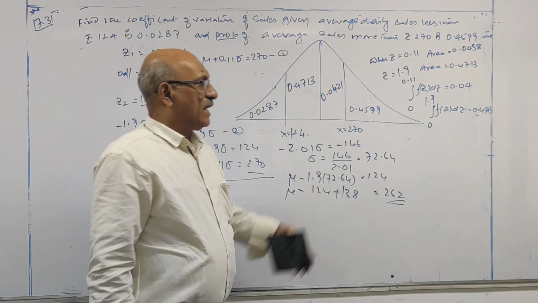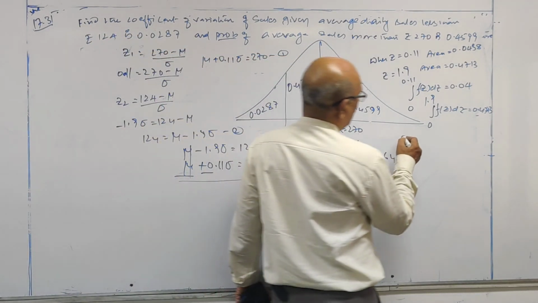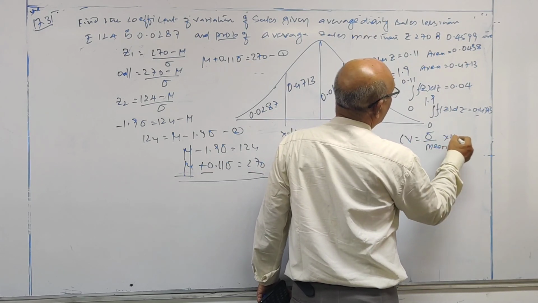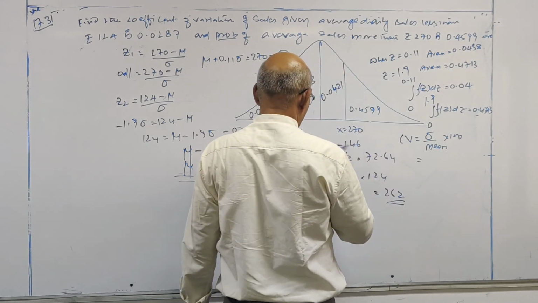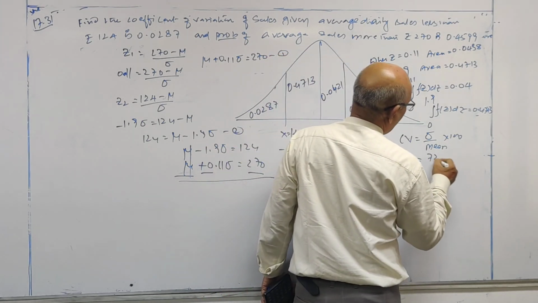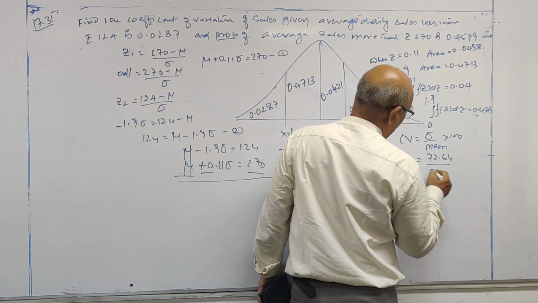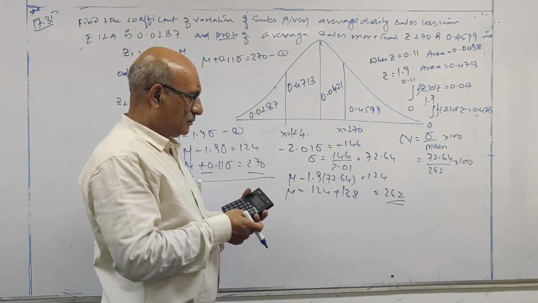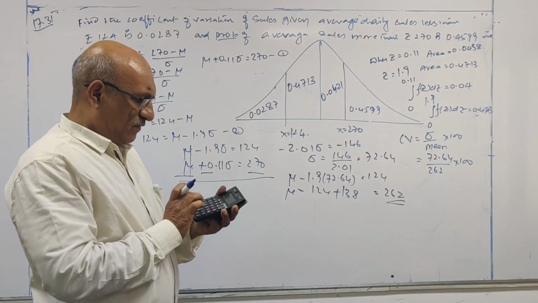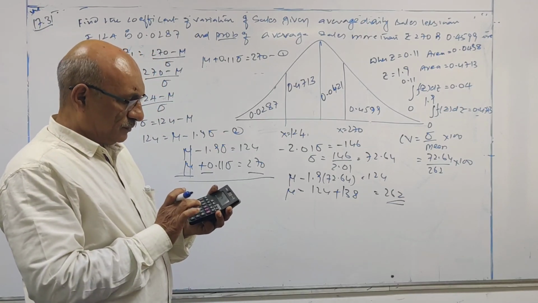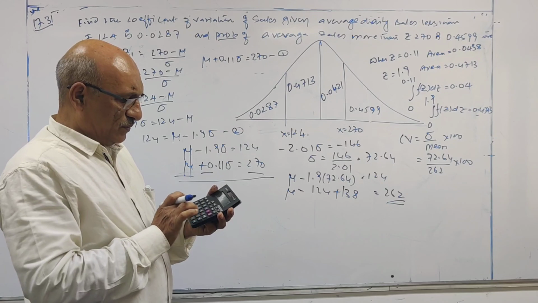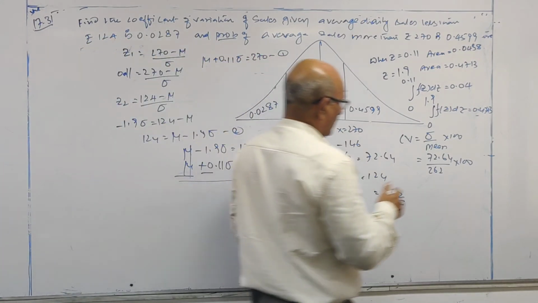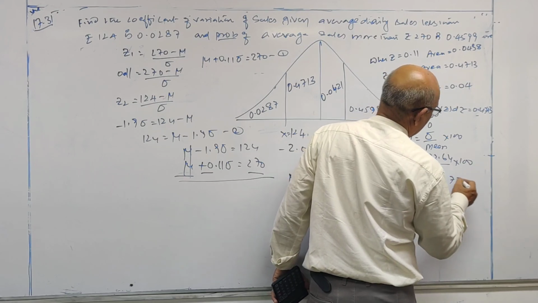So I know the mean and I know sigma, the standard deviation. CV is equal to standard deviation by mean into 100. The standard deviation is 72.64. The mean is 262. So 72.64 divided by 262 into 100 is 27.73%.